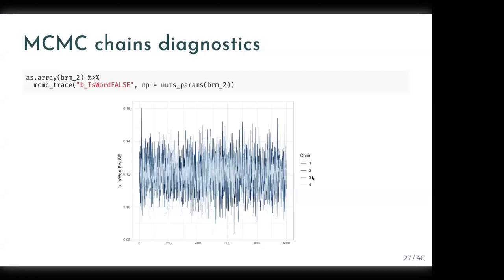So one of the first things that you generally do is the MCMC chain diagnostics, and that is basically what you got when you plotted the model. Remember, on the left you saw the posterior distributions, and on the right you saw these MCMC chain plots.